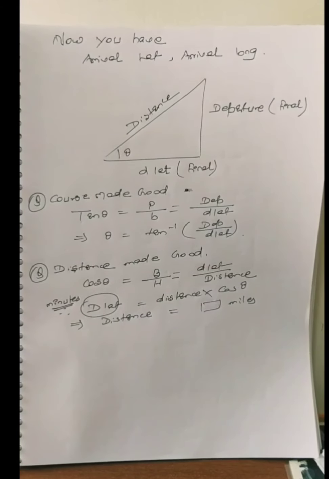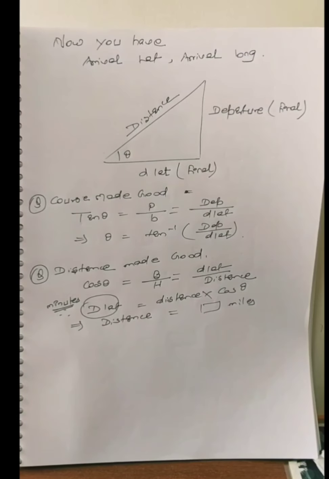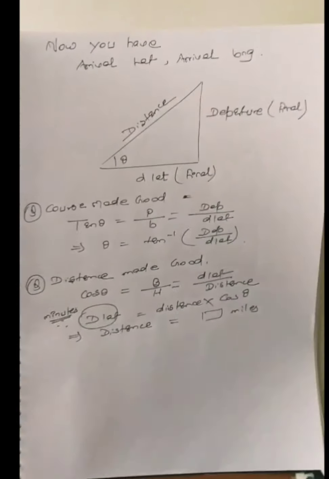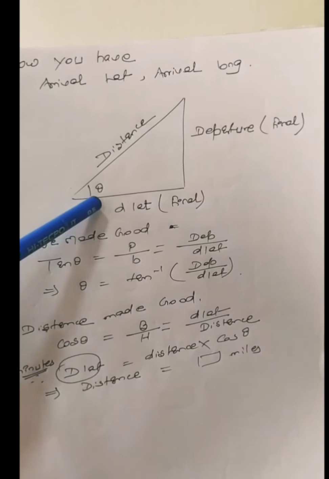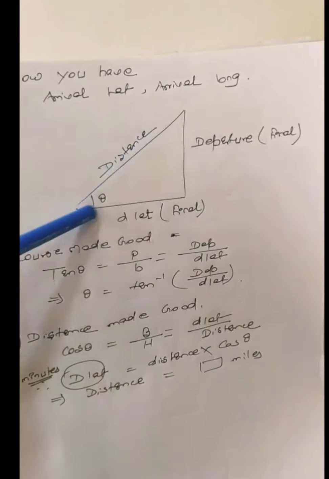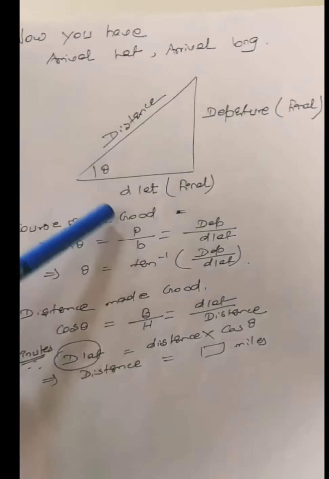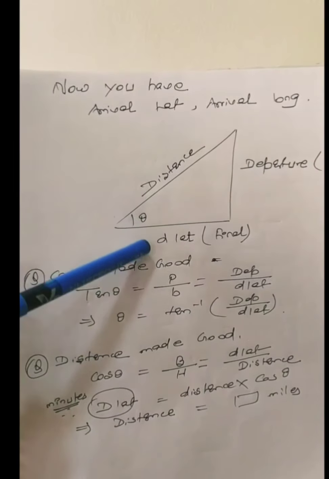Okay, if you are asked a simple day's work question in the question paper, you will be asked what was the course made good and what was the distance made good. So you will make a diagram like this. This is theta, this is d lat, this is departure, and this is distance. So by the normal basic trigonometry method, you can solve this. What was the course made good? So this is the theta, which is the course made good.